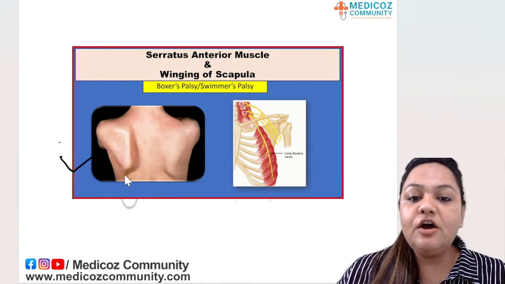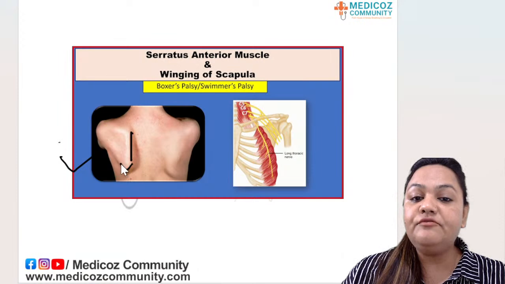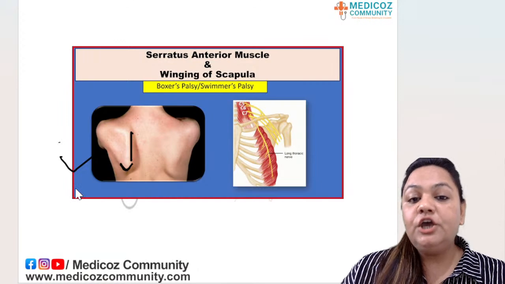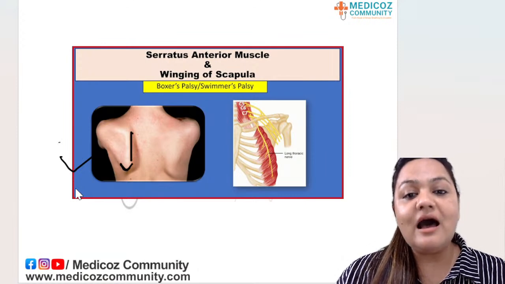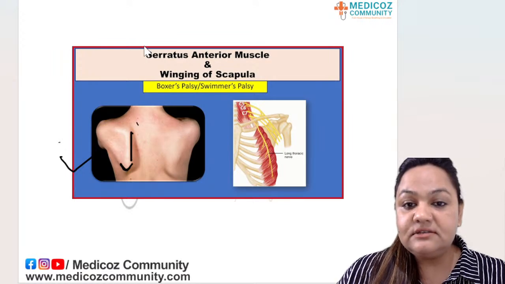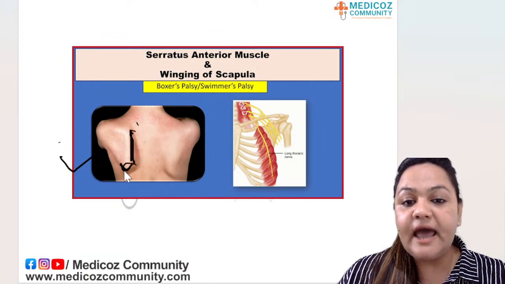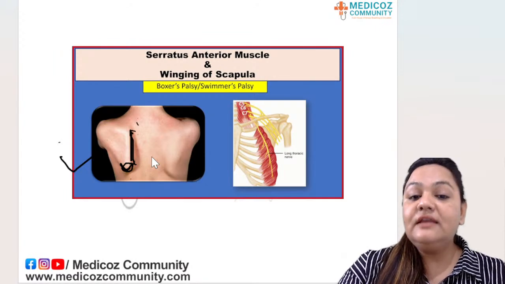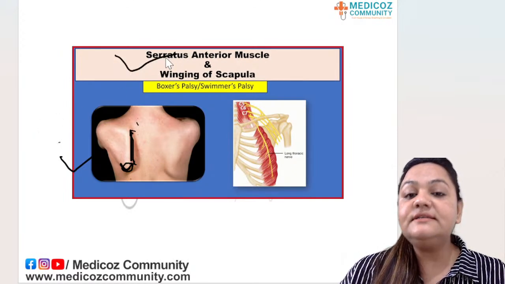In winging of the scapula, you can see the prominence of the medial border and inferior angle of the scapula. How does this prominence occur? You ask the patient to push against the wall. When you ask the patient to perform this activity, if there is winging of the scapula present, the medial border and inferior angle of the scapula will be prominent. And why does it happen? Because there is paralysis of the serratus anterior muscle.